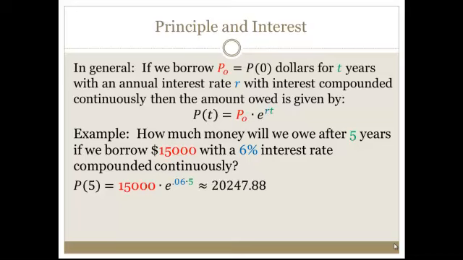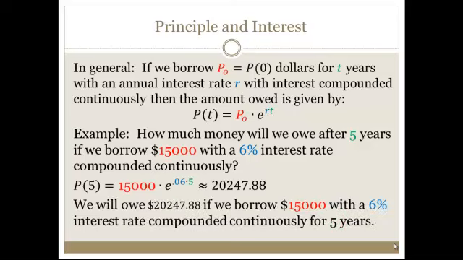Evaluating this, we get $20,247.88. So we will owe $20,247.88 if we borrow $15,000 with a 6% interest rate compounded continuously for 5 years.